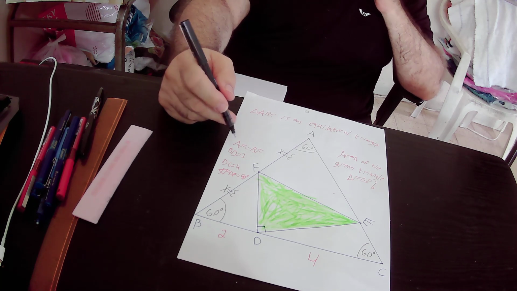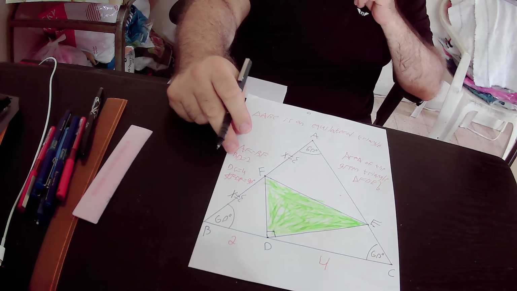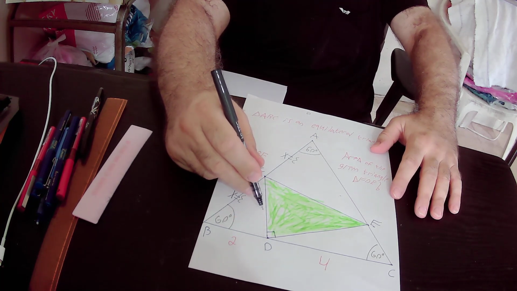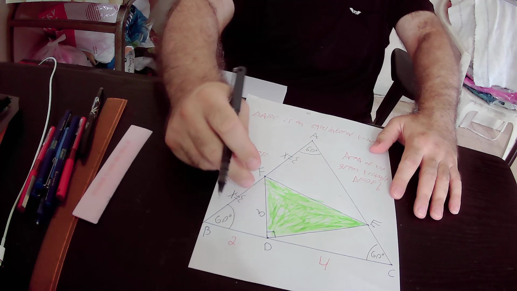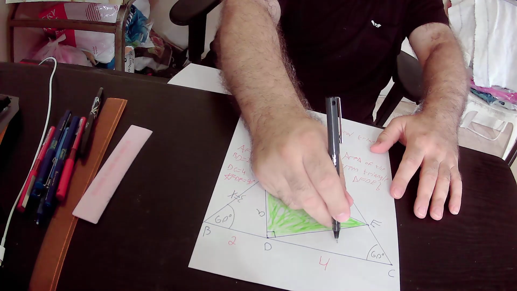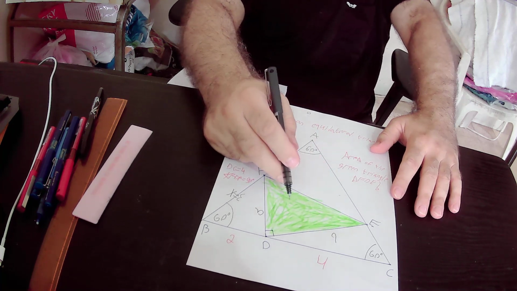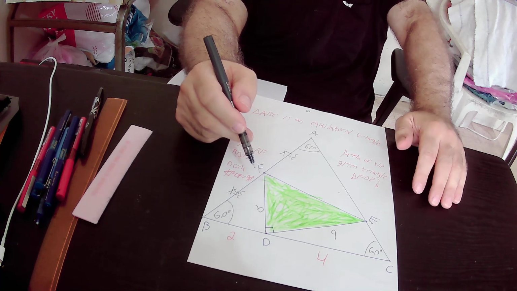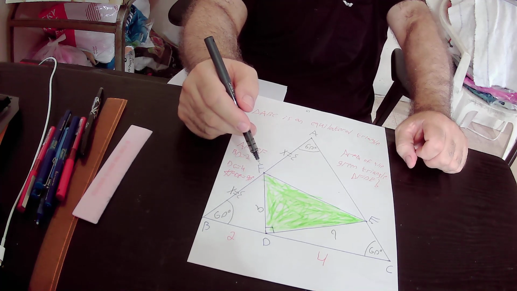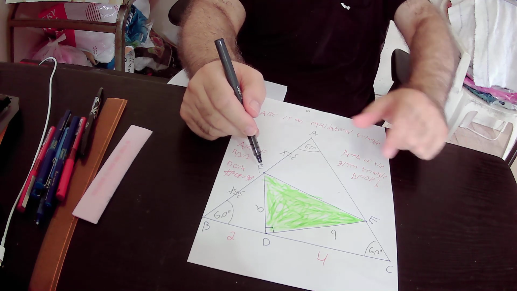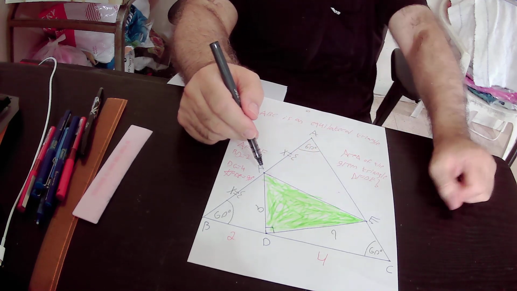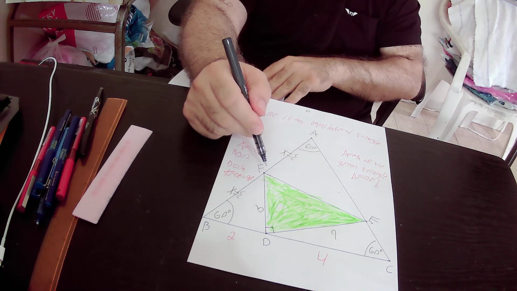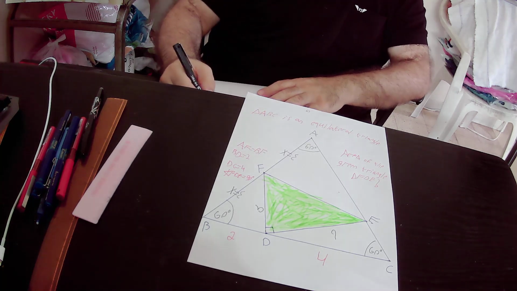In the next step, we will define FD as A and DE as B. That is to say, DE equals B and FD equals A. And we will find the size of FD by the law of cosines. Okay?